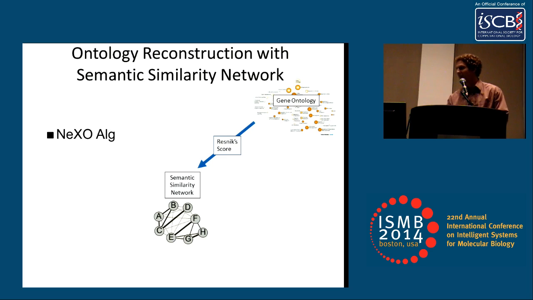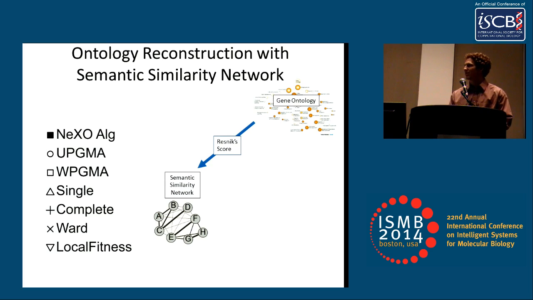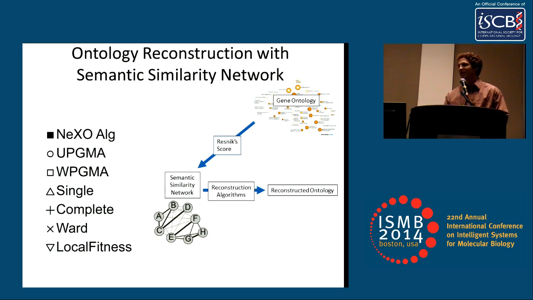So I'm going to show you the NeXO algorithm, which is what we used in our first attempt I talked about before. I'm going to show you several hierarchical clustering methods, and I'm also going to show you the local fitness algorithm, which can create a full DAG from a quantitative network. So I'll take each of these algorithms, I'll run it on the semantic similarity network generated from the gene ontology to get a reconstructed ontology.